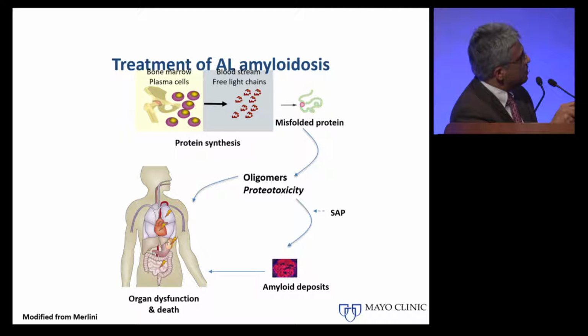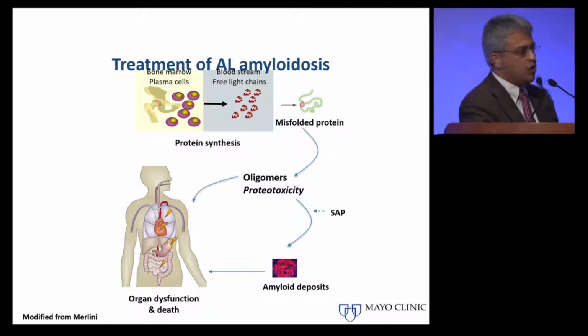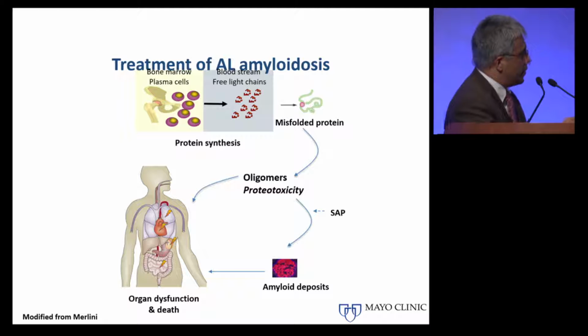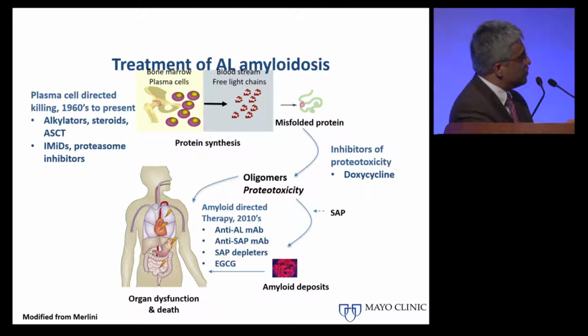So you have the clonal plasma cells, they are making free light chains. These free light chains then get misfolded, they make the oligomers, then the amyloid deposits happen in the different organs. And we know that the amyloid fibrils can have significant toxicity, so to speak, which can lead to organ dysfunction, leading to all the symptomatology we see with this disease. So how can we approach the disease?